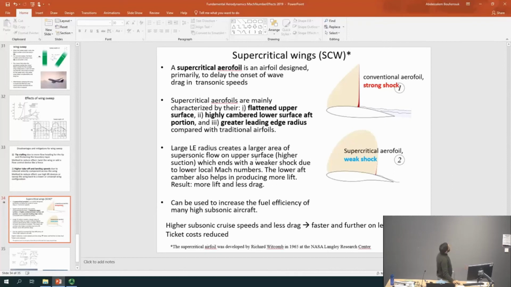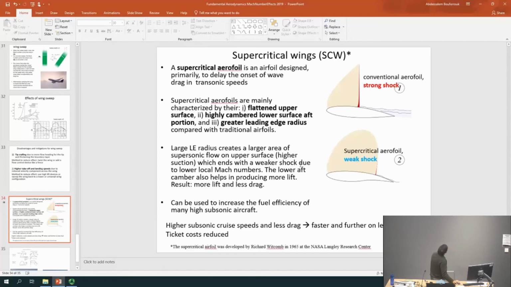So first of all, if we look at the fact that we have a larger radius for the supercritical wing, this allows the flow to go faster compared to a conventional one. Going faster on the upper surface is good because it gives increased suction, less pressure, and therefore more lift.